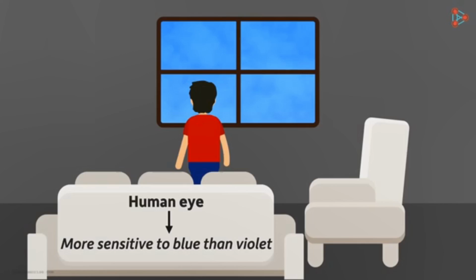And another reason why we cannot see violet light is because our eyes are more sensitive to blue light than to violet light. So this was about how the gases present in the atmosphere scatter light.